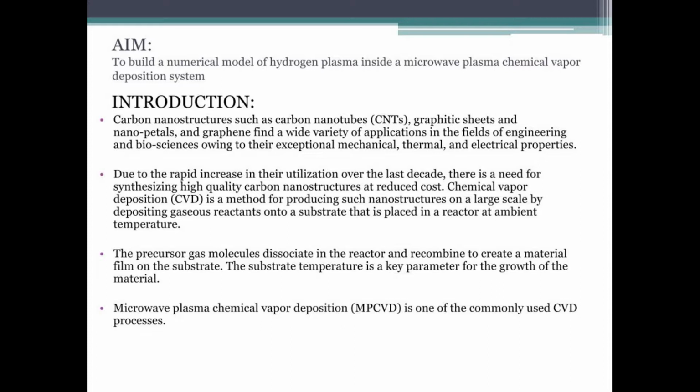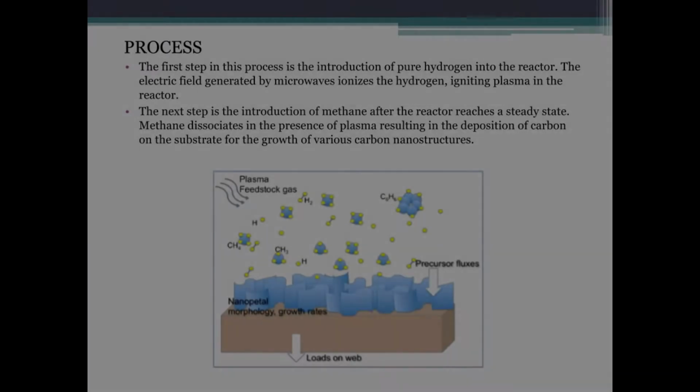Chemical vapor deposition is a method for producing such materials. In this, gas molecules dissociate in a reactor and recombine to create a material film on a substrate. MPCVD is one of the commonly used CVD processes.